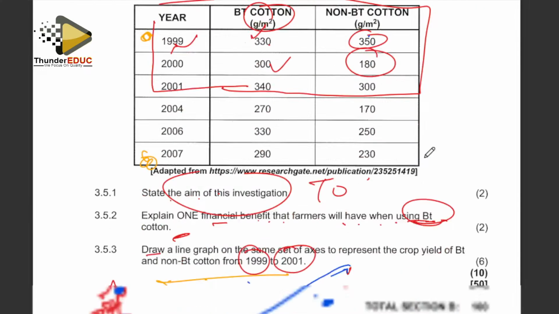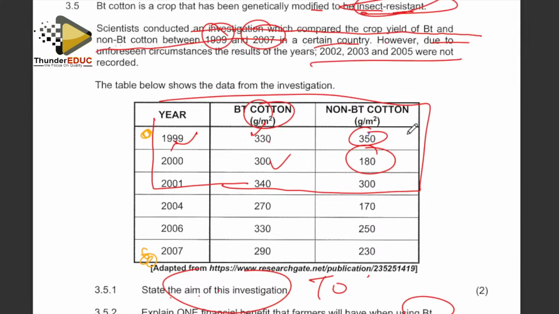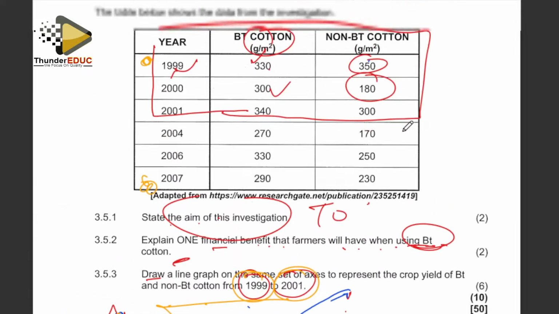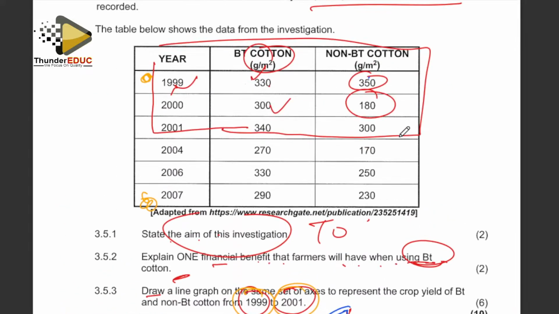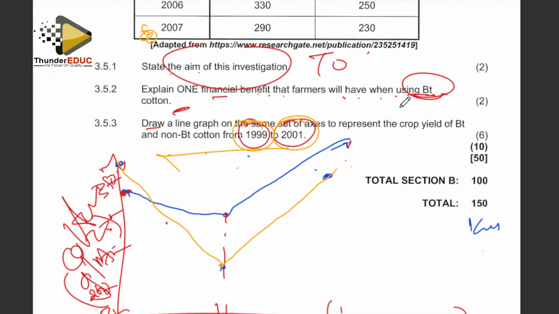Please always read properly. They said from 1999 to 2001. They didn't say to 2007. That's why some of you didn't finish, because you were busy plotting a lot of things which were not being asked. Someone is saying that they thought they were crazy, drawing a parabola. Guys, it's like that, man.